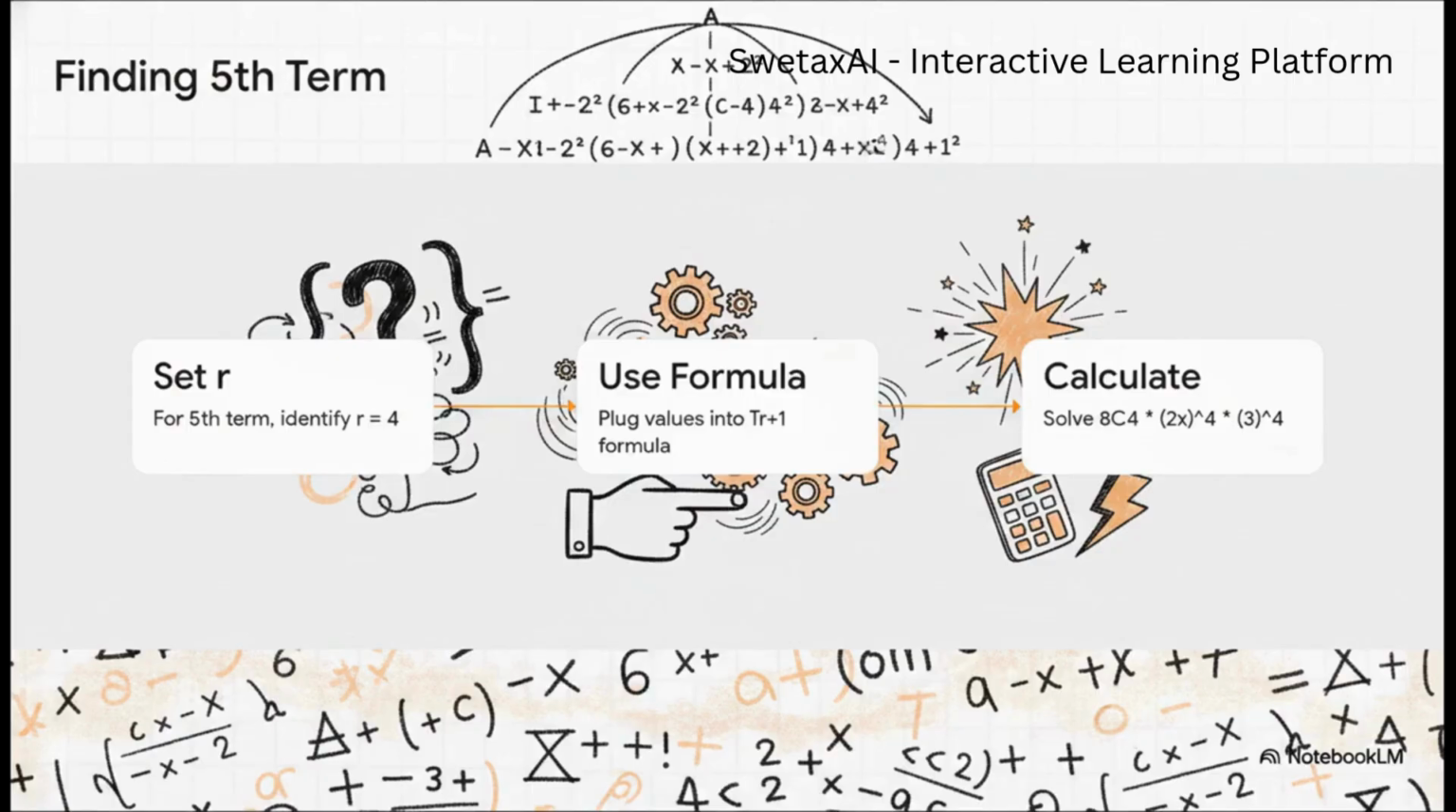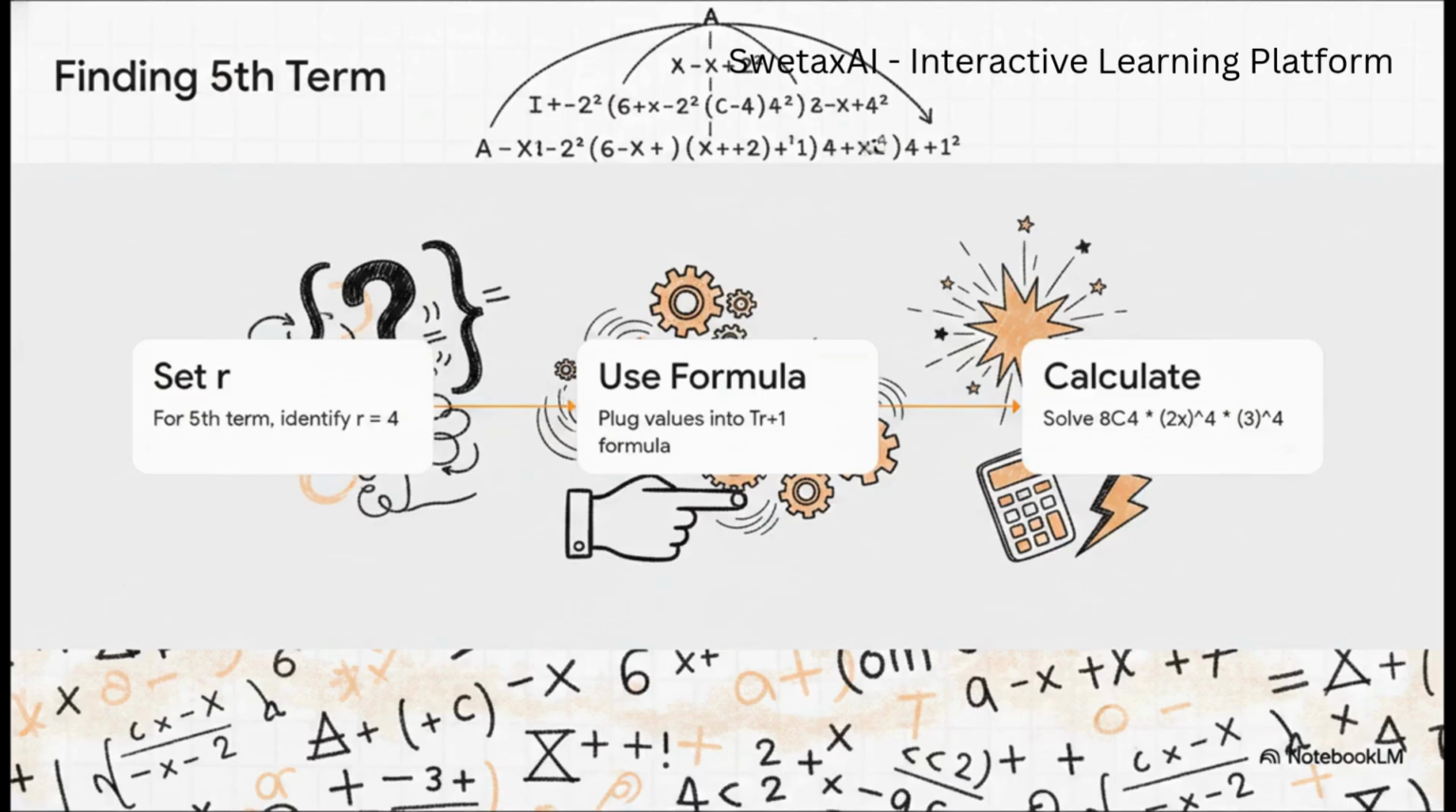Say you absolutely need the 5th term of the polynomial (2x + 3) all raised to the power of 8. It literally takes 3 quick substitution steps. First, because the formula uses r plus 1, finding the 5th term means our r value is actually 4. Make sense? Okay, next, plug everything in.